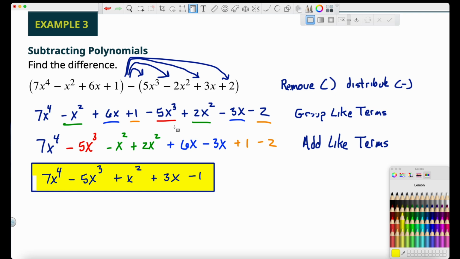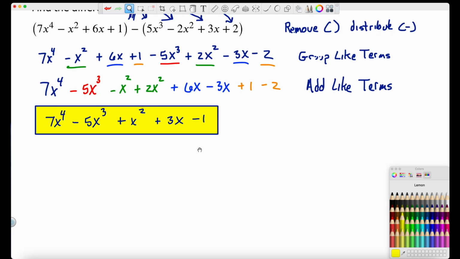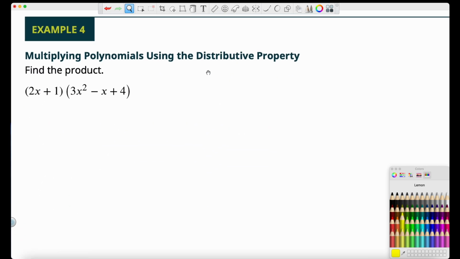Box it in, and we're done. Okay, hope that makes sense. I know you guys have seen this before. Just knock some rust off.